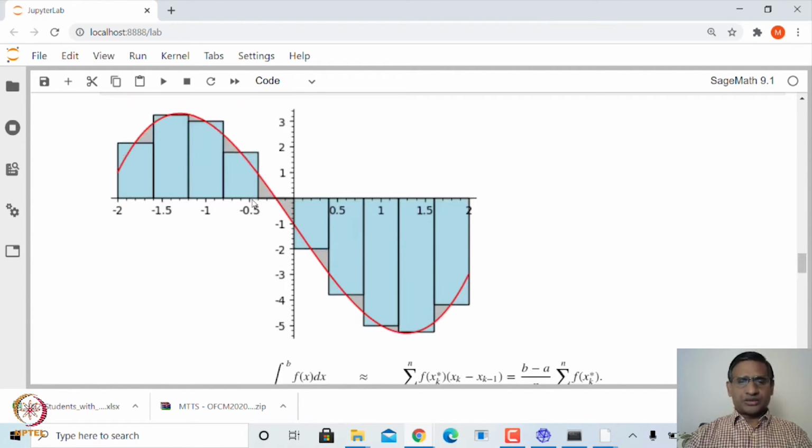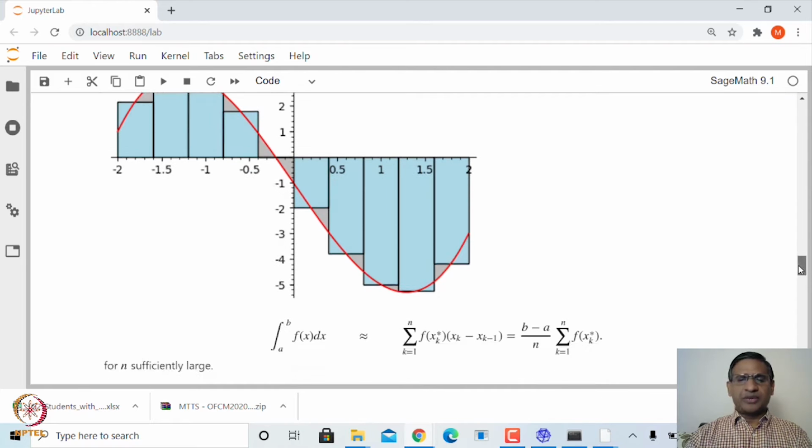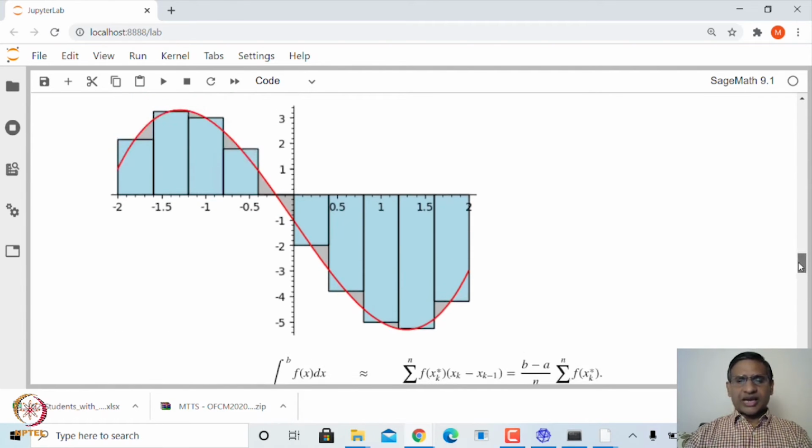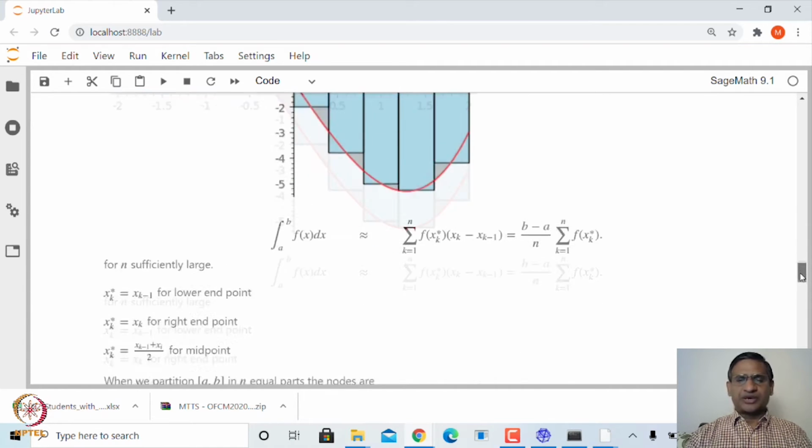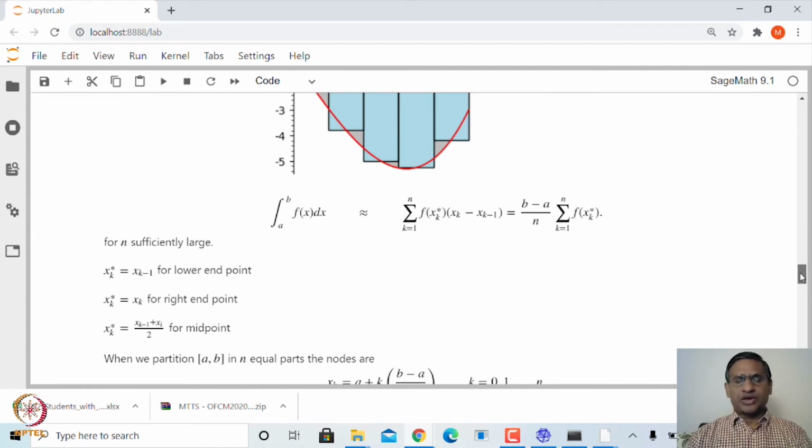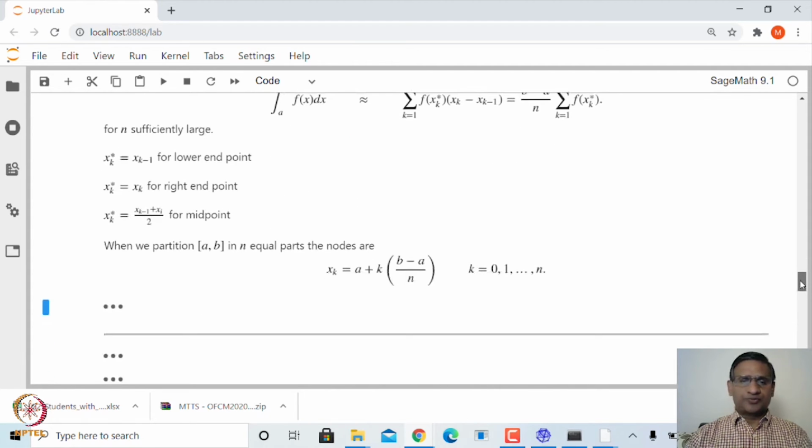Generally, in case of Riemann integral, one takes this x star as the point at which the minimum occurs, and also the points at which the maximum occurs. These are called the lower Riemann sum and upper Riemann sum, and then one has to take what is called the infimum and supremum of these two sums. Okay. So, here x_k is a plus k into (b minus a) by n, and k takes values 0 to n. For example, if k equals 0 you are at a, if k is equal to n you are at b, and so on, right.